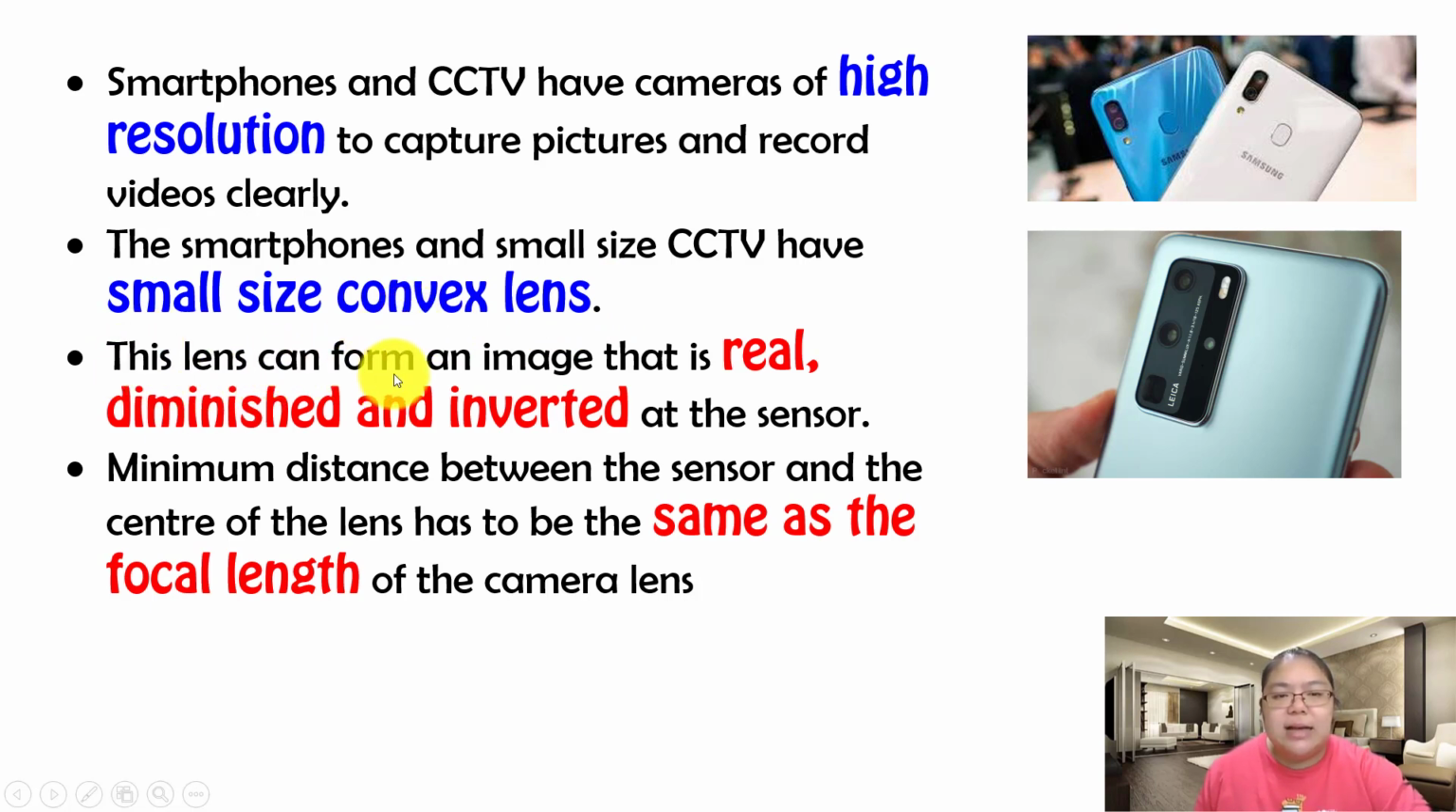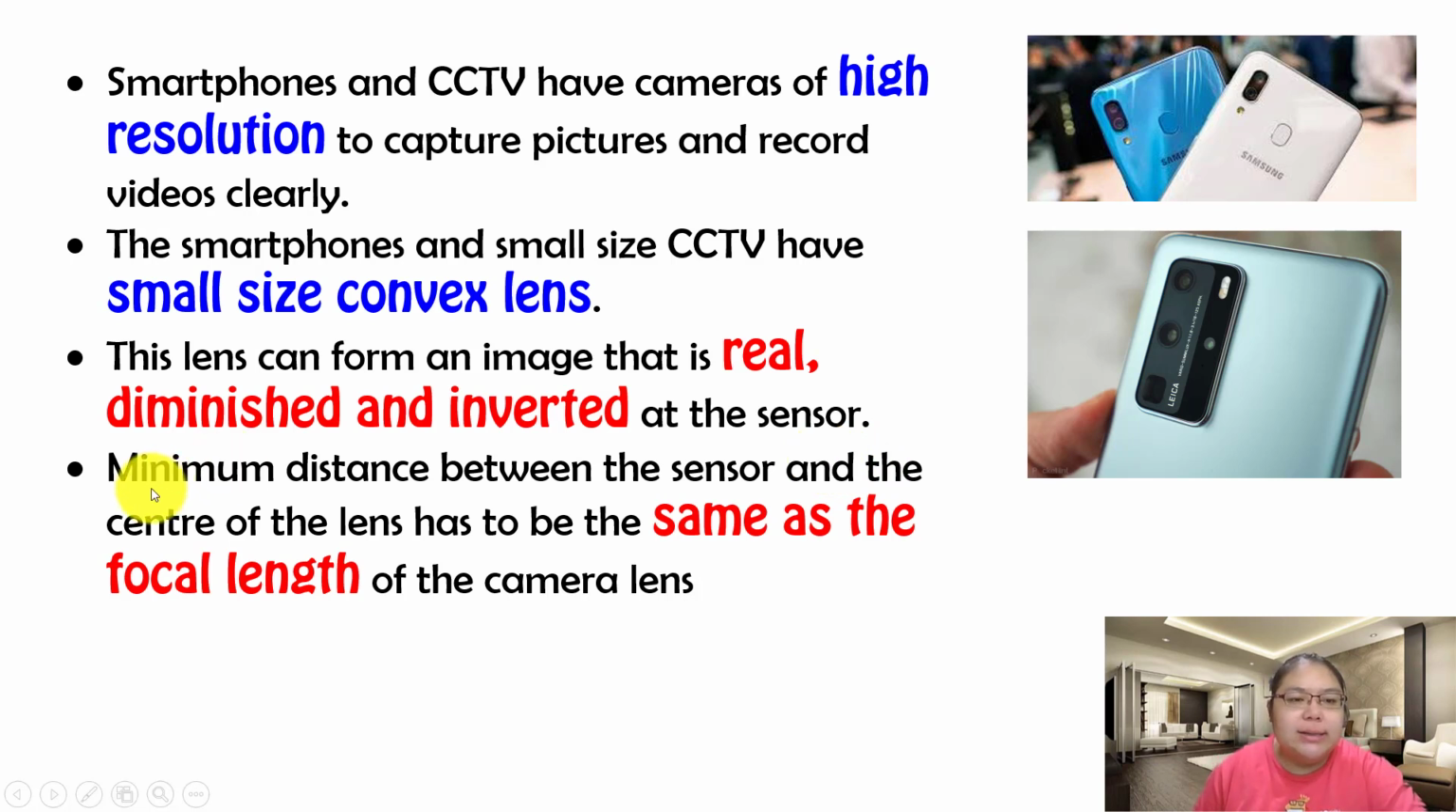Okay, a thin lens can form an image that is real, diminished, and inverted. They can form the real image, and it is diminished, which means smaller compared to the original, and also inverted at the sensor. So if you want it to become upright, you must reverse it back.